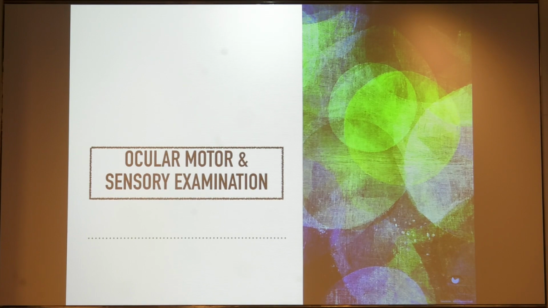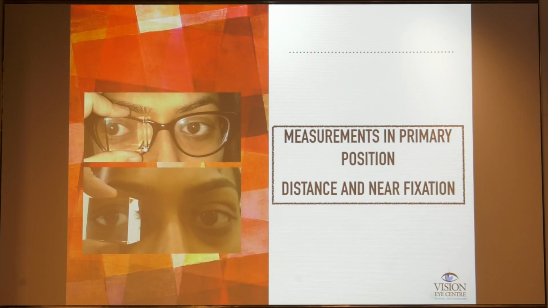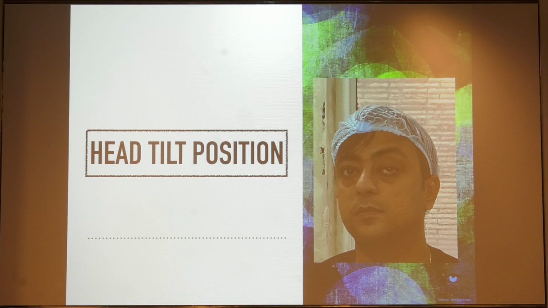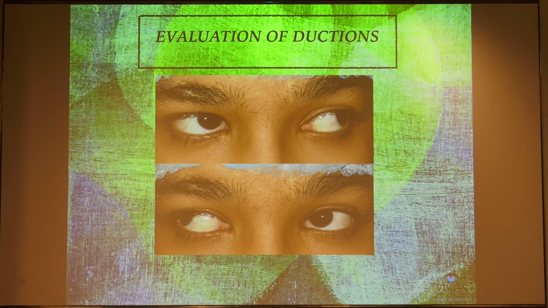Following the history, a thorough motor and sensory examination is necessary to complete the surgical plan. Motility examination includes measurement in the primary position, at distance, as well as a near fixation, in all cardinal positions of gaze, and in head tilt positions. Evaluation of ductions is important to look for any concomitants.